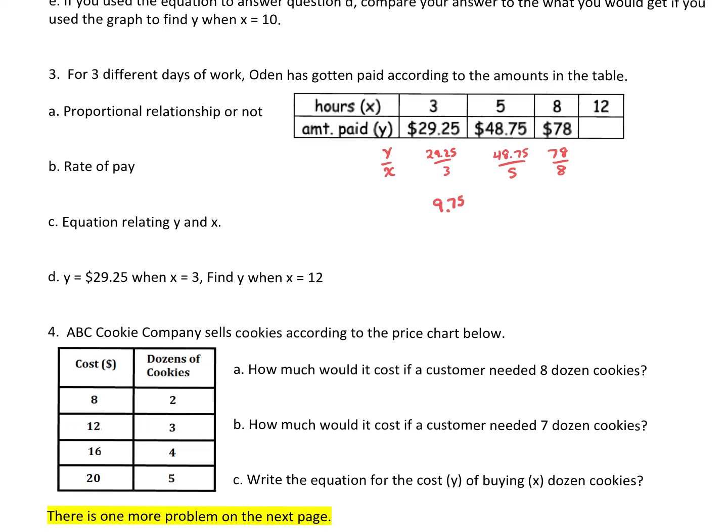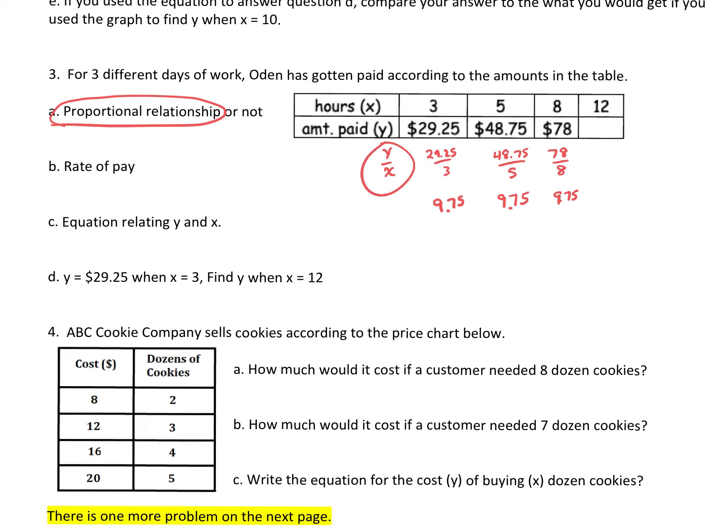Okay, so 48.75 divided by 5. Let's see, 9 times 5 is 45. There's 3 left over. So 37, that would be 7, 2 left over, 25, that's 5. 9.75. And 78 divided by 8, same thing, 9.75. So we're going to say it is proportional because the ratios are all the same. The rate of pay, we just found it.